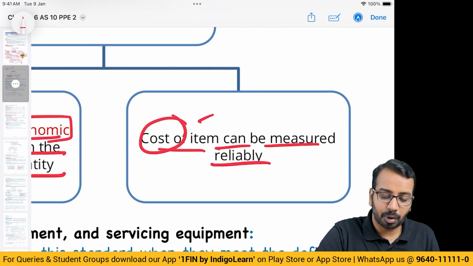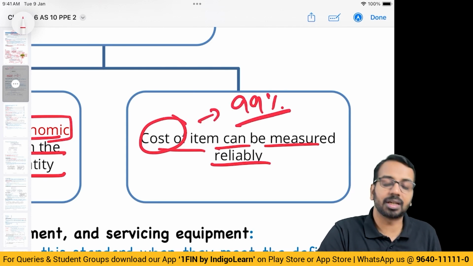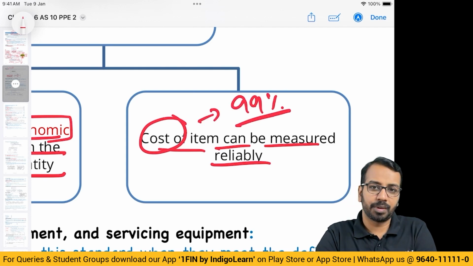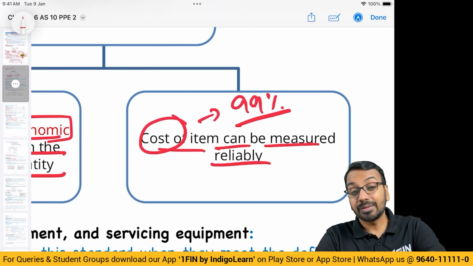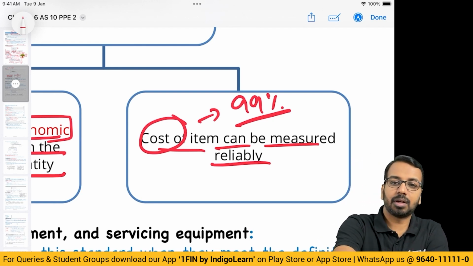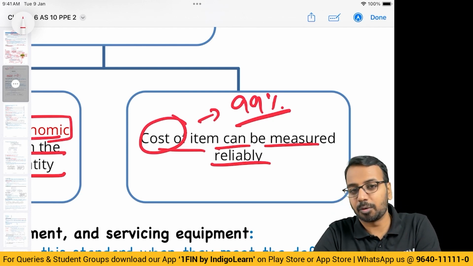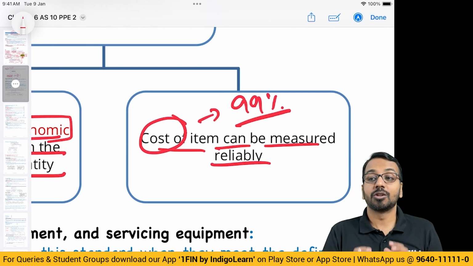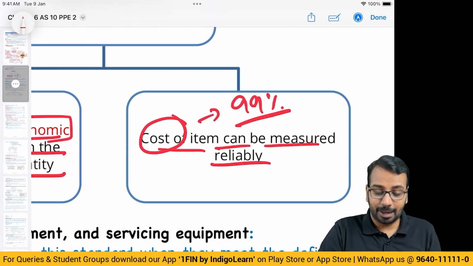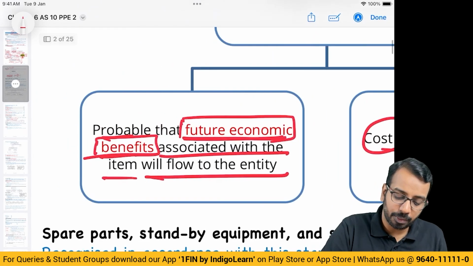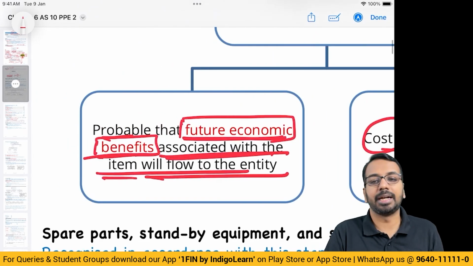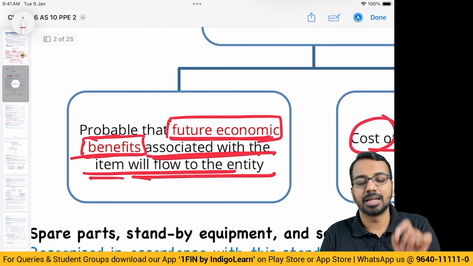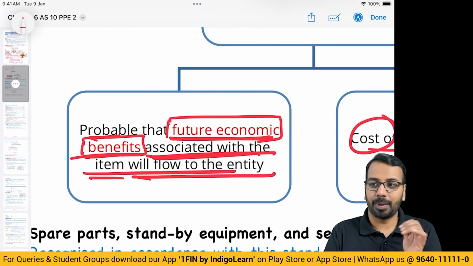This is very important. This happens in 99% of the cases. There is no confusion at all. What is the meaning of cost can be measured? If I purchase something, I have paid 1000 and I purchased an item of plant and machinery. Can I measure the cost? Of course, I can measure the cost. So, if I can measure the cost reliably and it is probable that future economic benefits will flow to the entity, then we will recognize property, plant and equipment, right?